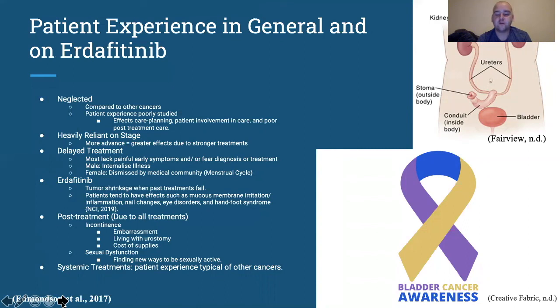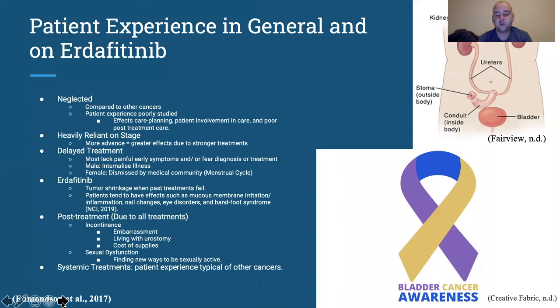In terms of treatment itself, it is heavily reliant on stage. As bladder cancer advances, so does the strength of treatment and lasting effects following treatment. Poor patient experiences, such as ignoring the problem until it's too late, result from this decreased visibility. Gender also factors into this as well. Male patients tend to internalize their illness, while female patients are commonly dismissed in medicine.